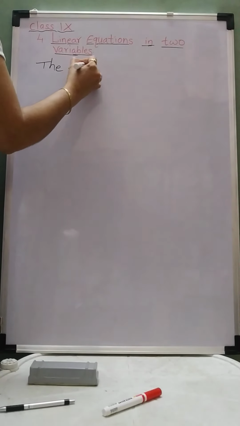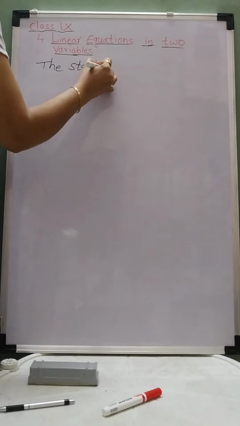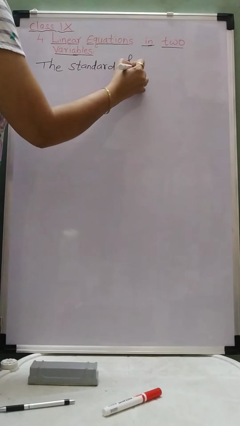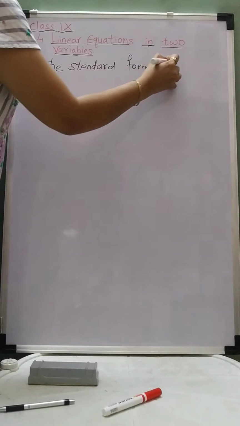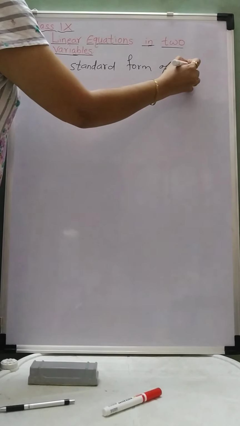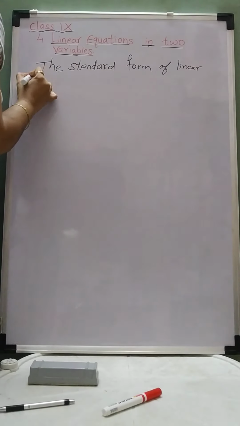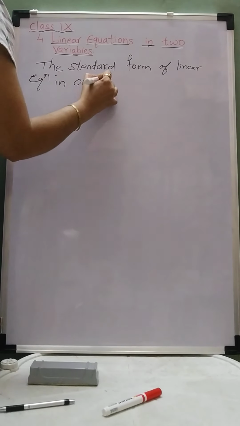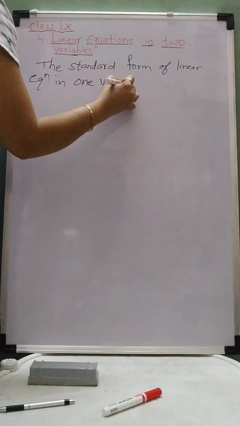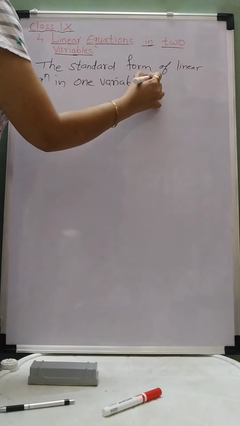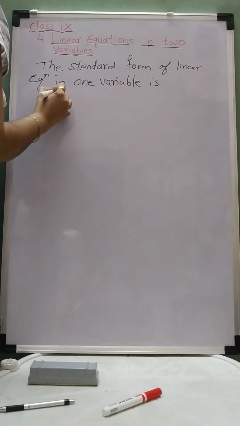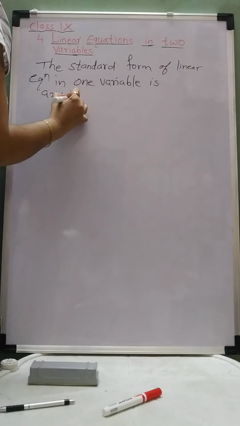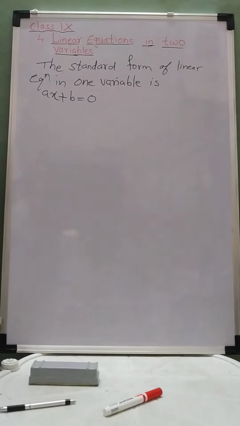The standard form of linear equation in one variable is ax plus b is equal to 0.